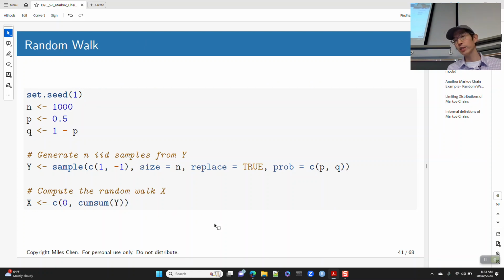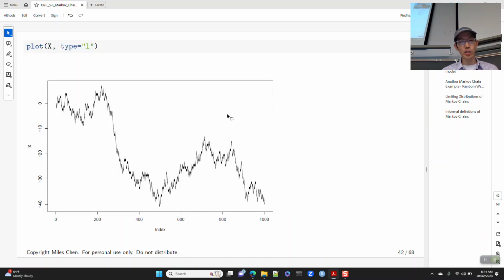Okay, so let's just illustrate what this could look like if we were to run some code. Here I'm going to generate 1,000 steps. Our probability P is 0.5 and Q is 1 minus P, or also 0.5. We're going to sample random values, either 1 or -1, with these probabilities with replacement. We're going to ask for 1,000 of them, and then take the cumulative sum of all of these. And so for set seed 1, this is what my random walk looks like.